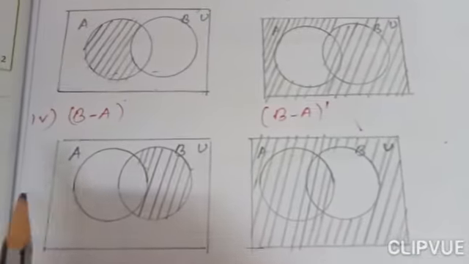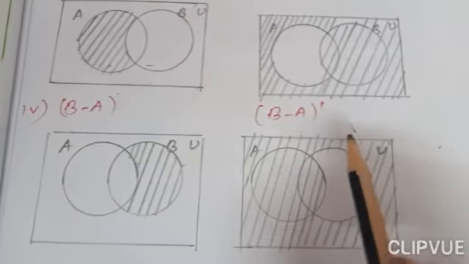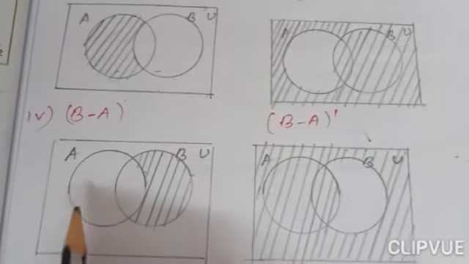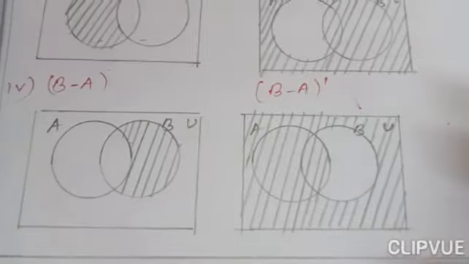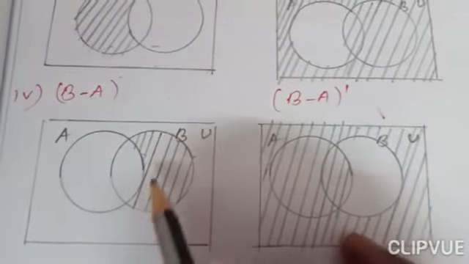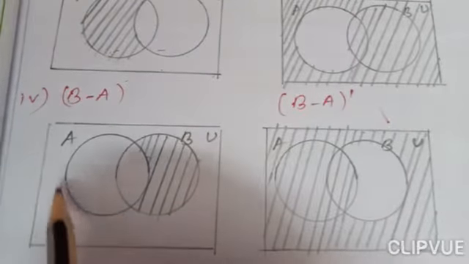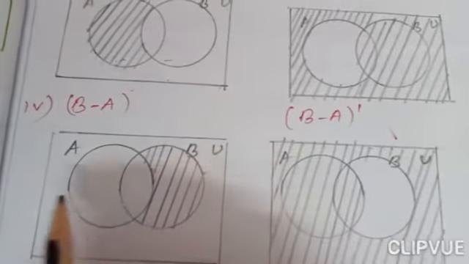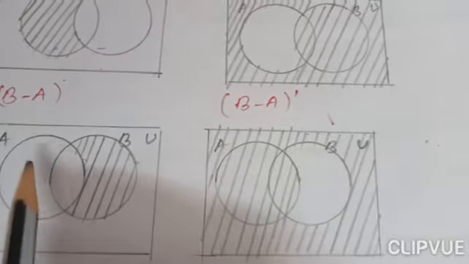Now the question in the 4th Roman number, B minus A the whole dash. They ask the question B minus A the whole dash. First you have to do B minus A. After that it is very easy to draw B minus A the whole dash. For B minus A, you have to draw the circle B. You should not shade the circle A. The circle A fully you have to leave. In the B minus A the whole dash case, you leave this part.